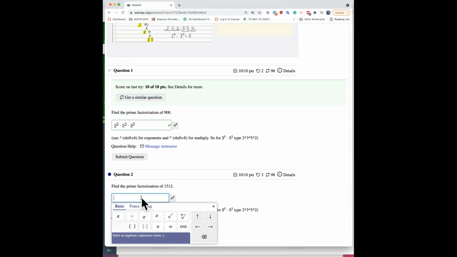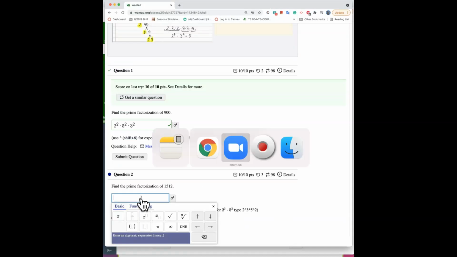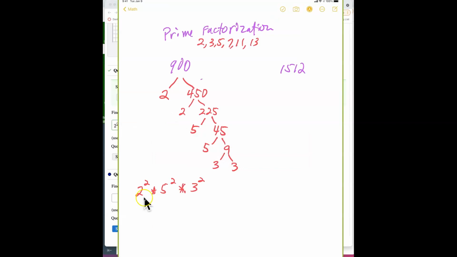Let's look at the prime factorization of 1,512. Here we go. So this is an even number, so we're going to divide it by 2. And that's 750 plus 6, 756, right?